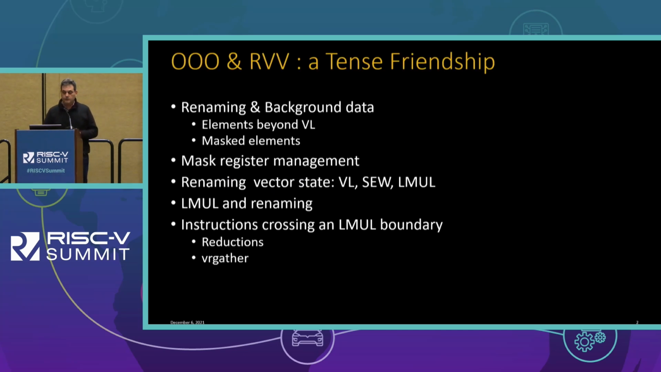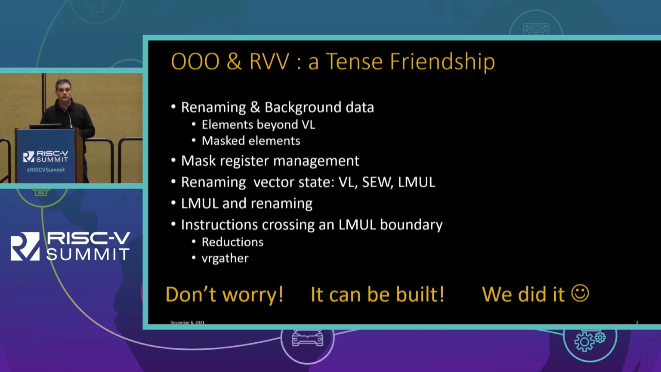This was my second title. I decided not to put it: RISC-V vectors and out of order. I call it a tense friendship. There's a lot of things you have to do if you want to do out of order and vectors together in the microarchitecture. So there's quite a bit of extra work from just an in-order vector unit. And I'll go through these one by one, so I won't bore you reading them now.